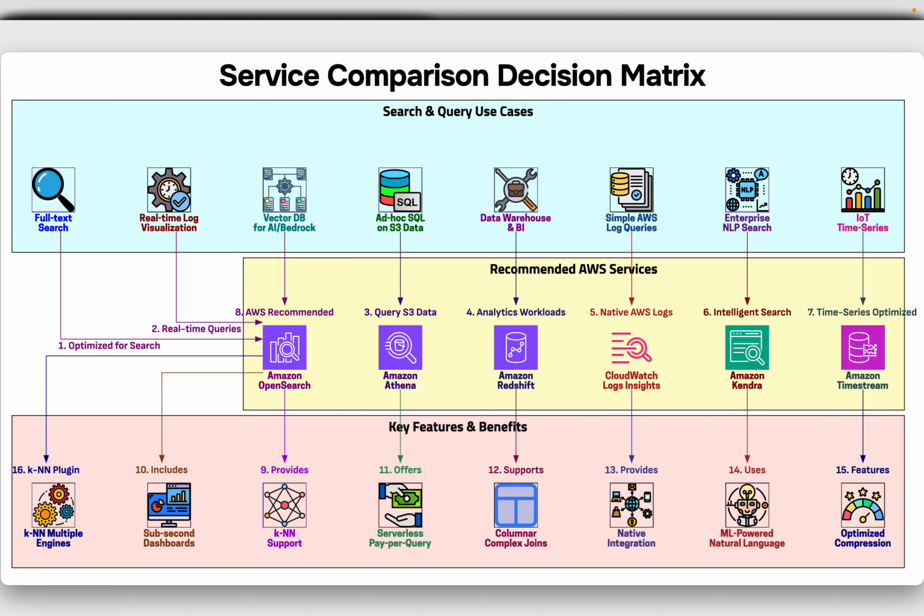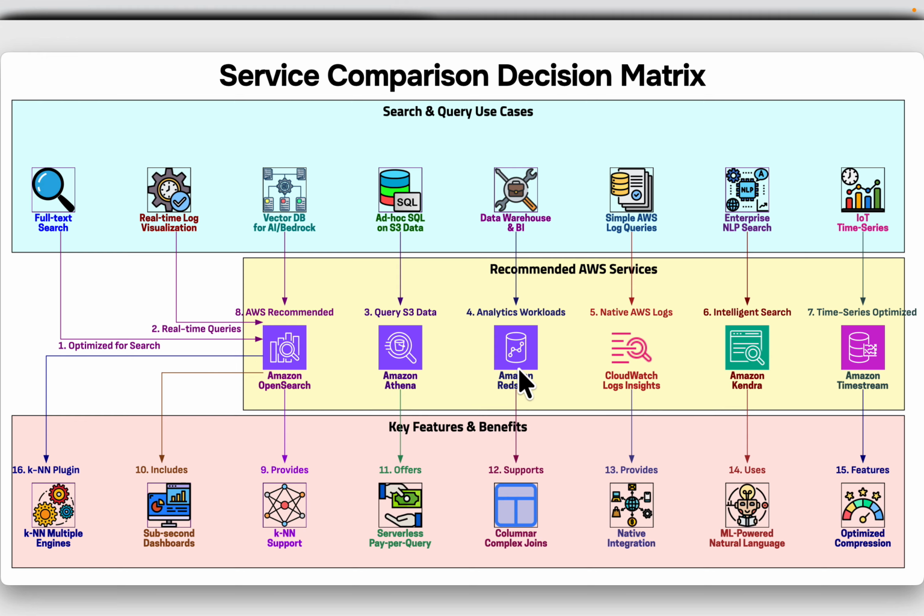Then if you need ad hoc SQL on S3 data, Amazon Athena is best for querying S3 data using SQL. So this is for querying S3 data on an ad hoc, on-demand basis, because this offers serverless pay-per-query. And Amazon OpenSearch has these benefits. You have the k-nearest neighbor plugin, and you have the custom dashboards and all the built-in dashboards. Then if you need data warehouse and business intelligence, Amazon Redshift is designed for analytics workloads.